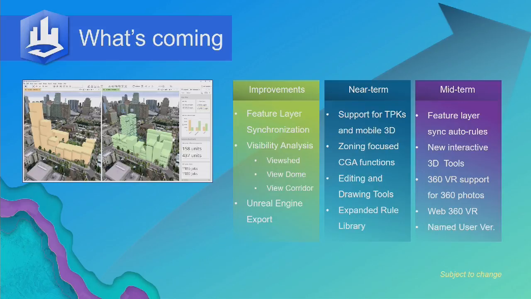360 VR, we're going to add in support for 360 photos. So you just grab a folder's 360 photos, drop them into CityEngine, they get geo-referenced, and then you can export them out in that experience.